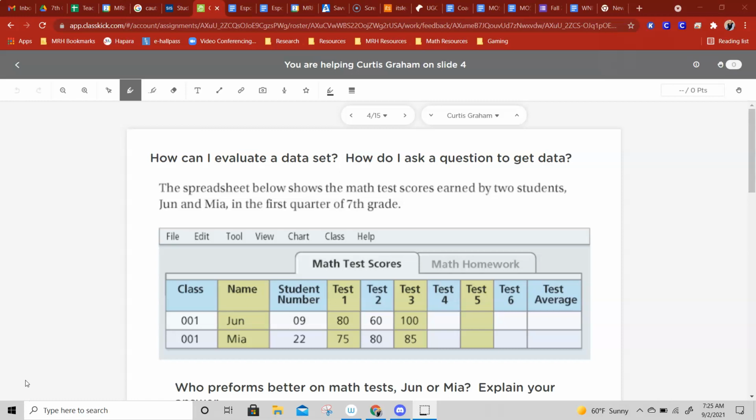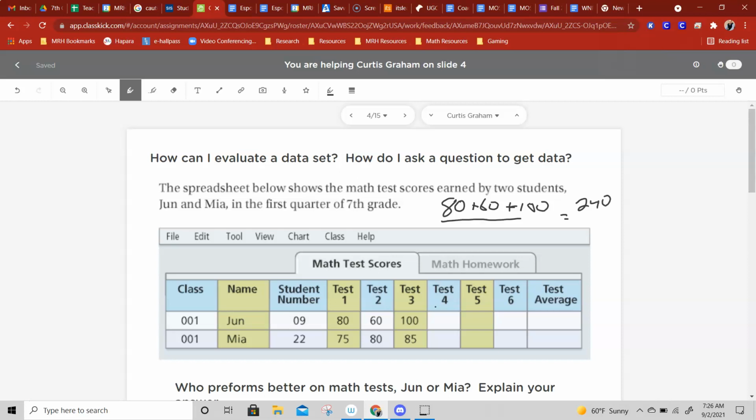So, let's go ahead and talk about the 4, 5, 6 things that we've been talking about. So first one is mean. Mean is your average. So if I want to find the mean of June, what I'm going to do is 80 plus 60 plus 100. I'm going to take the sum of the numbers. So that's going to be 240.